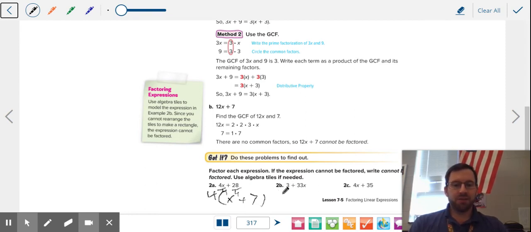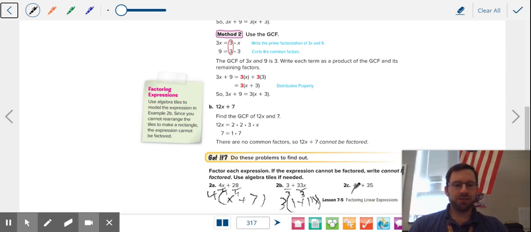All right, 3 and 33 have a common factor of 3. 33x divided by 3. 3 divided by 3 is 1. Common mistake here is people put 0. Don't do that. 33x divided by 3 is 11x.